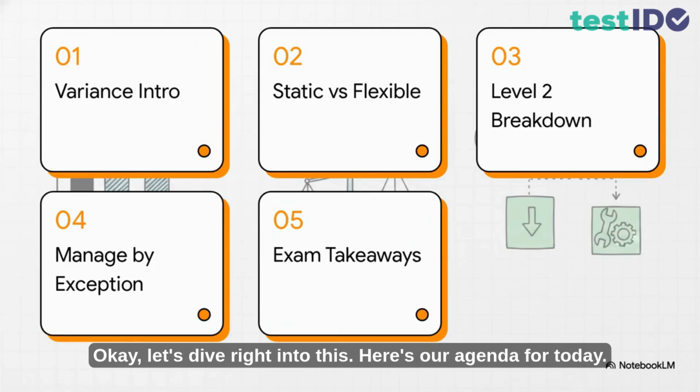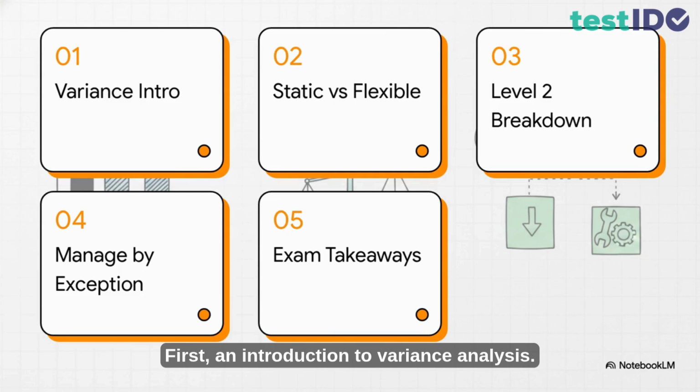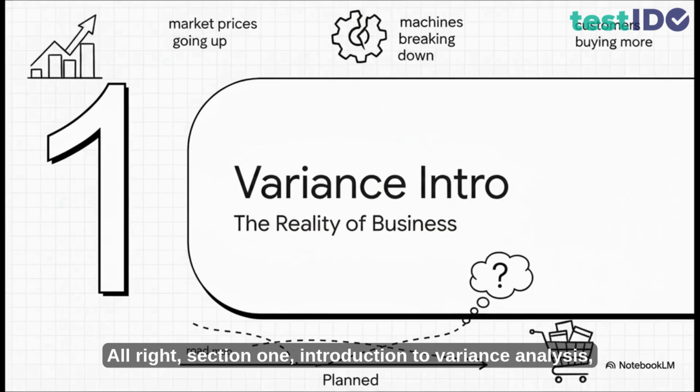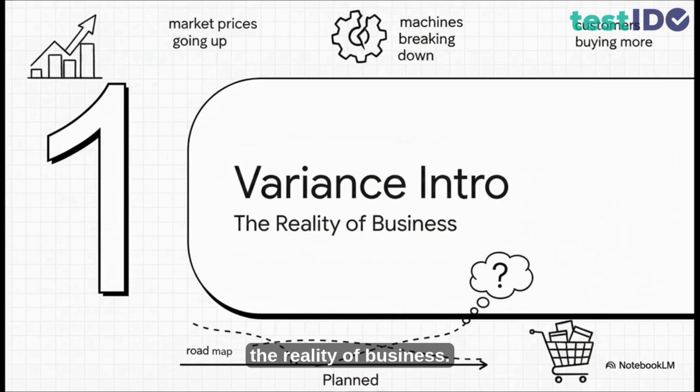Here's our agenda for today. First, an introduction to variance analysis. Then we'll tackle static versus flexible budgets. After that, we hit the level 2 breakdown, followed by management by exception, and finally, we'll wrap up with your key exam takeaways.